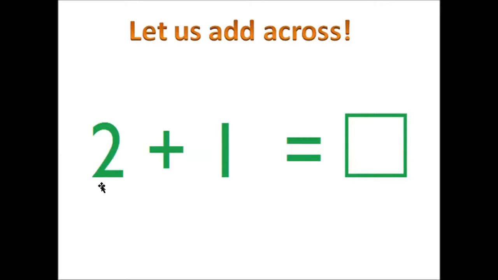First, I'm pointing to the number 2 and I'm going from left to right. From left to right. So this is my number sentence. And I want to read my number sentence starting with the number 2 and I'm going this way. Okay? That is called adding across. Okay? What is it called? Adding across. We add from left, starting with the number 2, going this way.